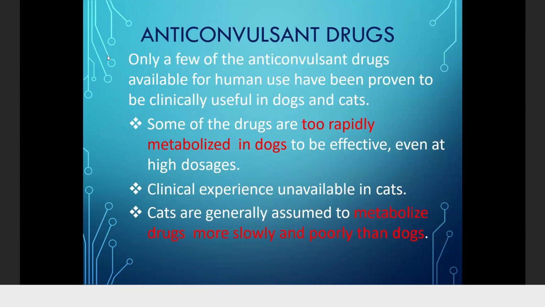So some of these drugs are rapidly metabolized in dogs, so they need very high doses to be effective. Okay, but there is very little clinical experience or clinical usage of these drugs in cats. So cats are generally assumed to metabolize these drugs more slowly and poorly as compared to dogs.